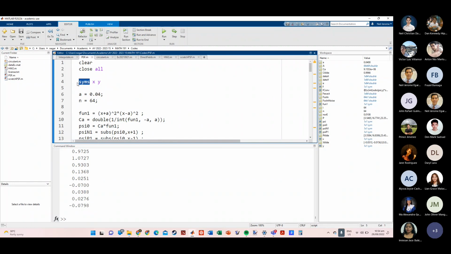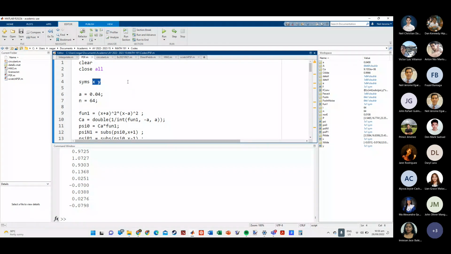Ang gagawin niya lang, itong syms command, dito dinideclare ko na si x at saka si y ay mga symbolic variables. Okay? So para hindi siya hanapan ng value ni Matlab. Kasi by default, pag nakakita si Matlab ng variable handle, iisipin niya siya ay matrix. Pero pag nakakita siya ng x at saka si y, gusto kong isipin niya to as symbolic variables. Parang ito yung mga indeterminates dun sa ating mga polynomial. Ito yung mga literal coefficients. So para i-treat siya as a symbolic variable, kailangan niyo yung syms command. I-type niyo dito lahat ng gusto niyong i-treat to be a symbolic variable.